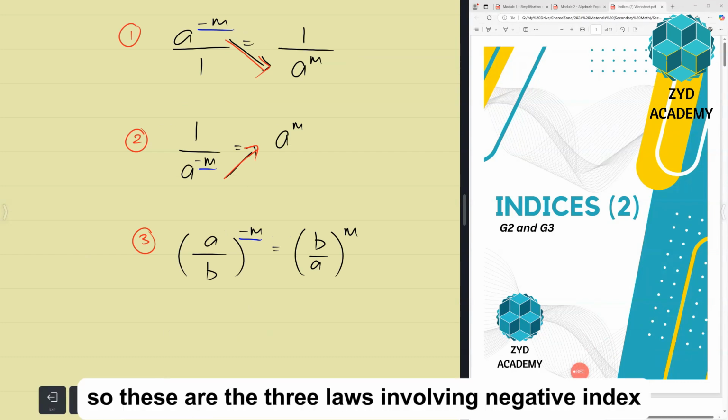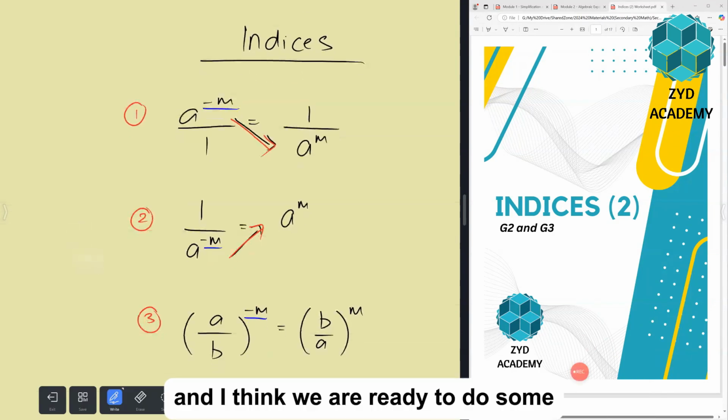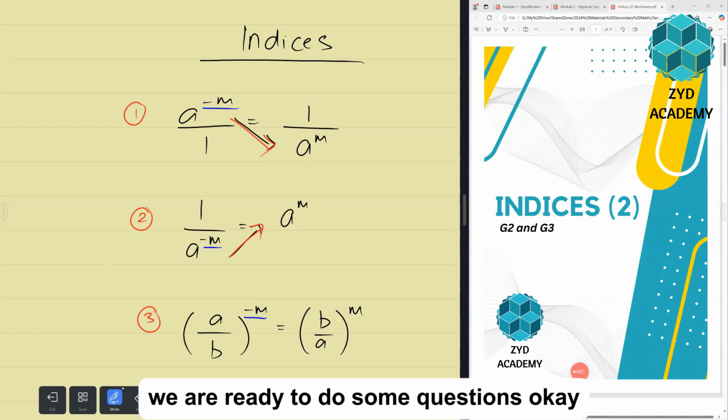All right, so these are the 3 laws involving negative index, and I think we are ready to do some questions.